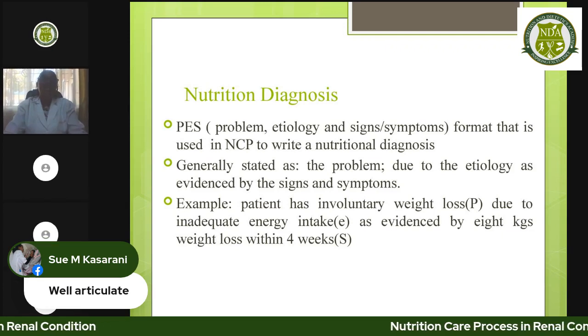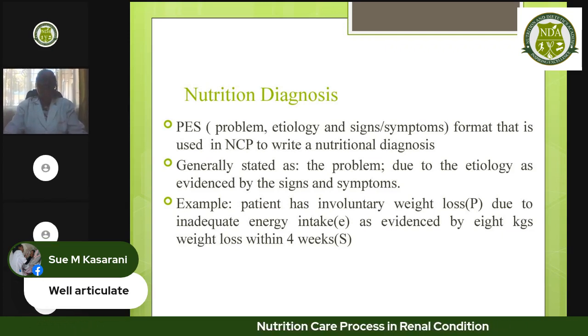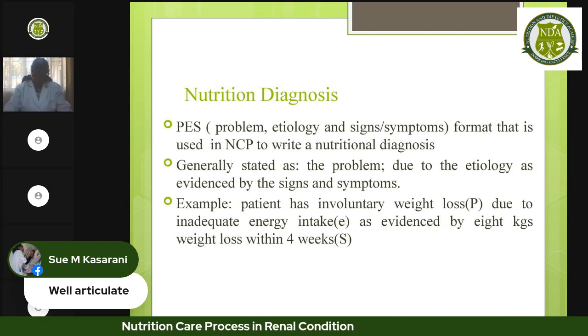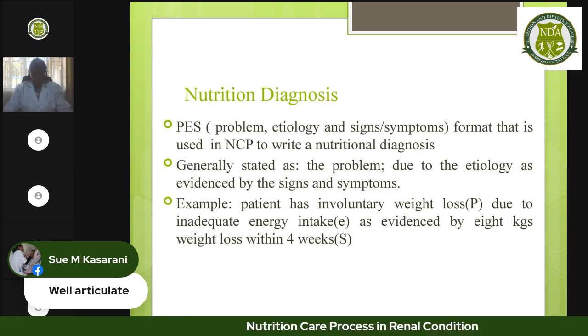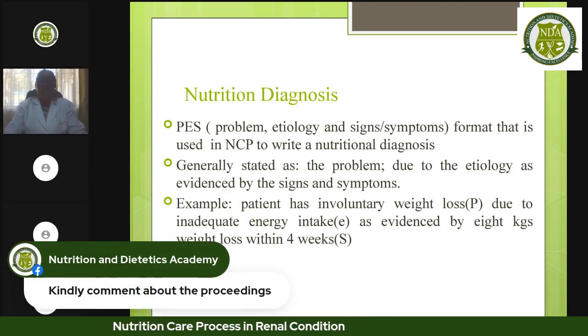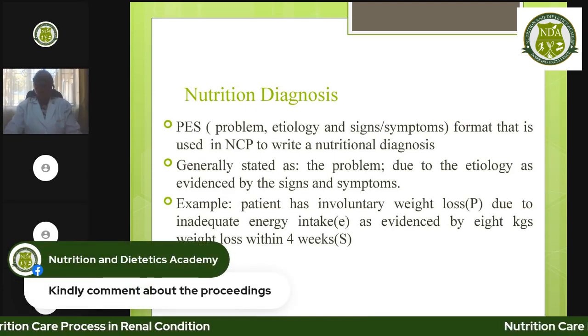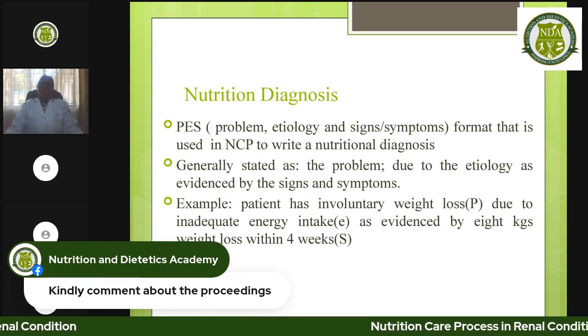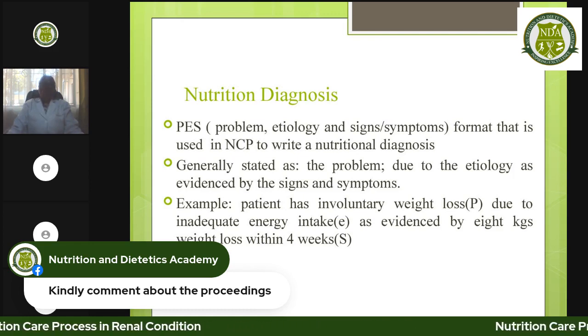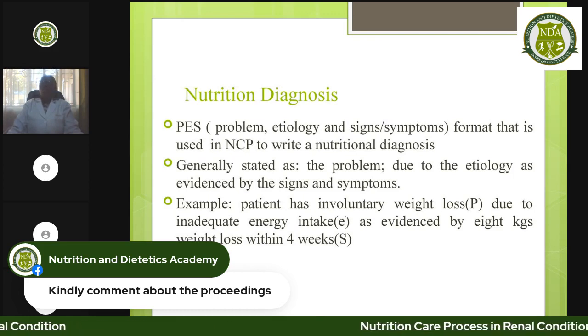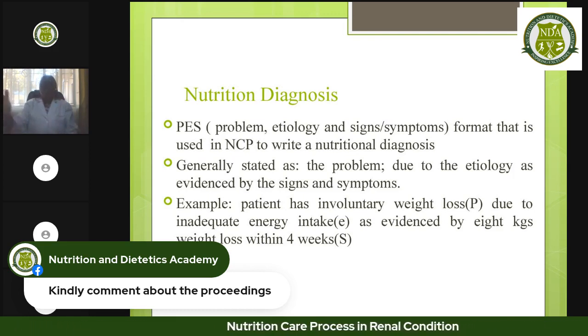Basically, nutrition diagnosis has a PES format, which is a problem, etiology or the cause, and then the symptom or the sign. This format helps us as nutritionists to come up with a well prescribed nutritional diagnosis. So nutrition diagnosis is generally stated as the problem due to etiology, which is the cause, as evidenced by a sign or symptom, or signs or symptoms that you may see presenting from the patient.